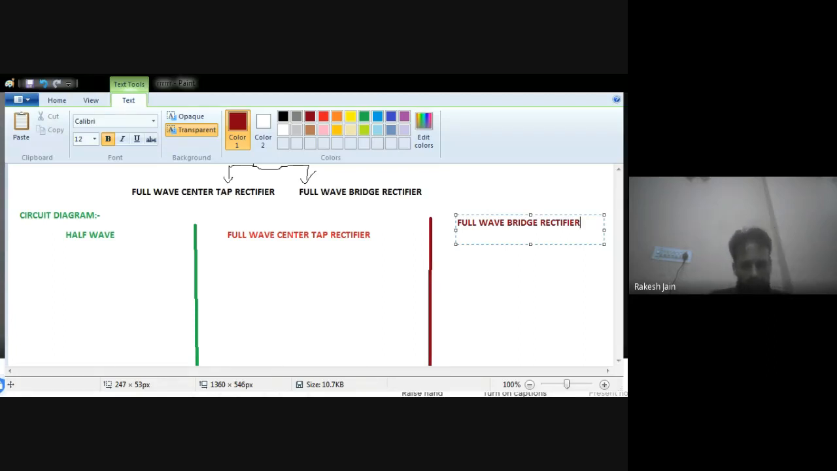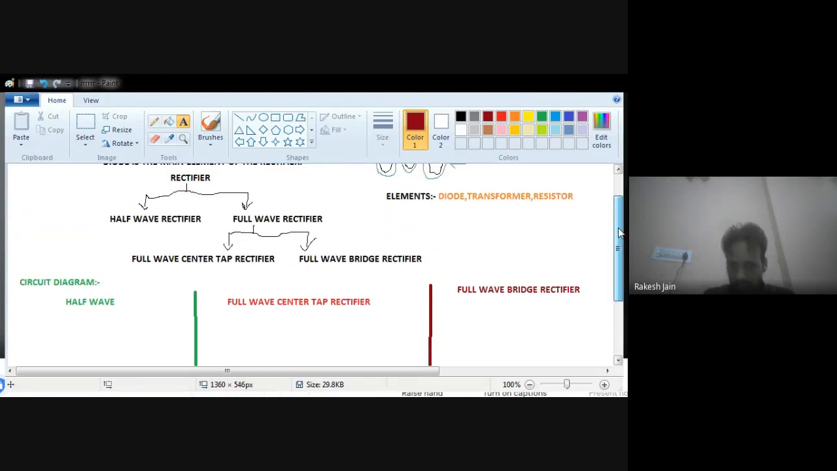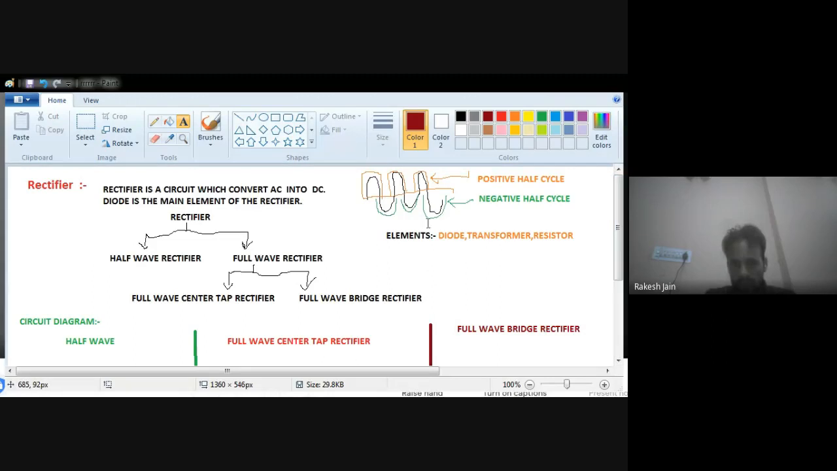So what is the half wave rectifier? First of all, you need to know about the basic symbols of those elements which we require to draw any rectifier. So we require a diode. You know the basic symbol of a diode is like this one. This is known as anode, and this terminal is known as cathode, as I have already taught you.